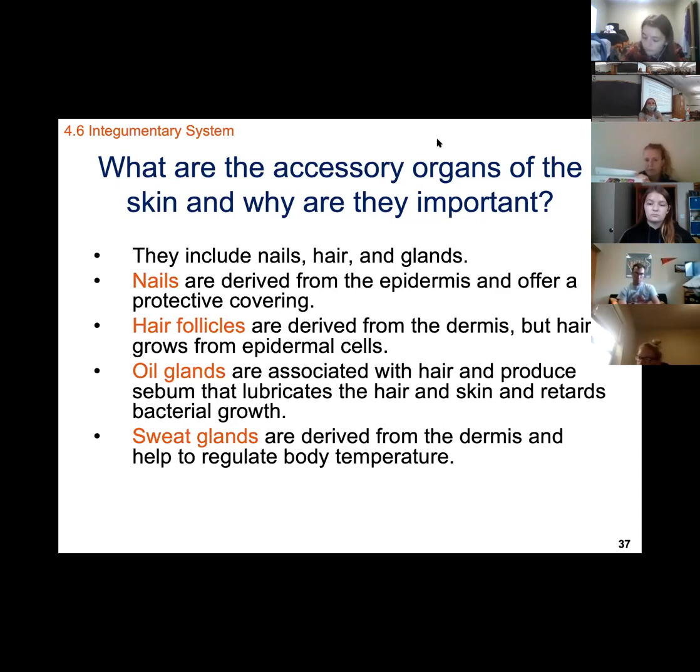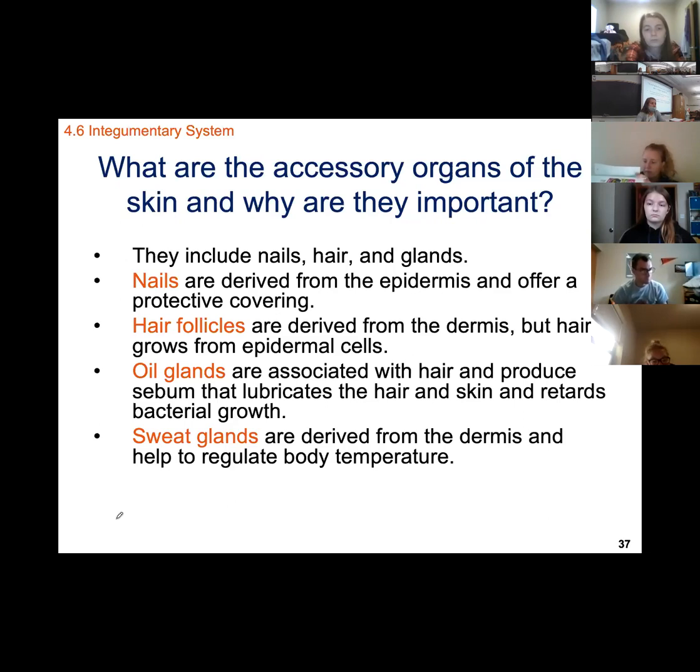Then you have sweat glands. These are derived from the dermis. They help regulate body temperature, and that seems pretty understandable, right? You're sweating to cool your body temperature down a little bit because it's probably hot outside, or maybe you were working out and you're sweating.